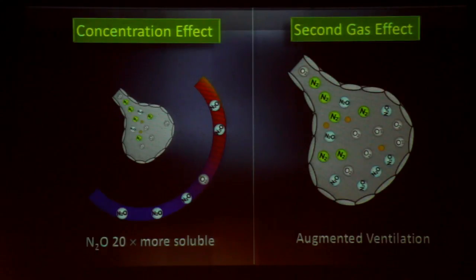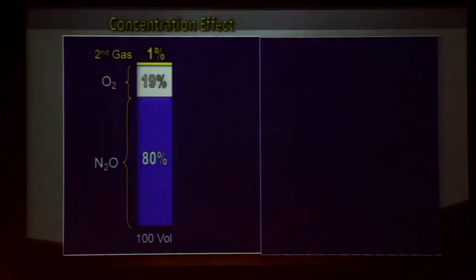Now to translate these two, the concentration effect and the second gas effect, let us consider some figures. How does it figure out? Now this is what you normally give. This is your inhaled agent. You are giving about 19% of oxygen and 80% of nitrous oxide. The total volume is 100%.